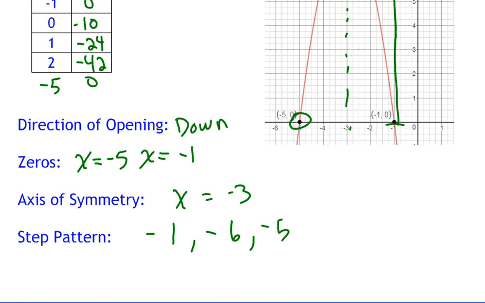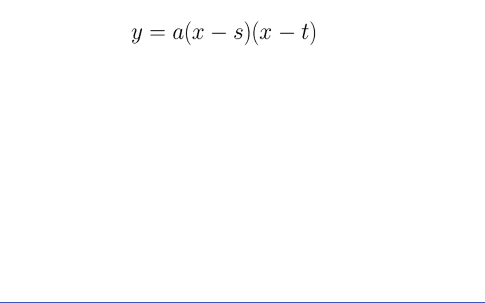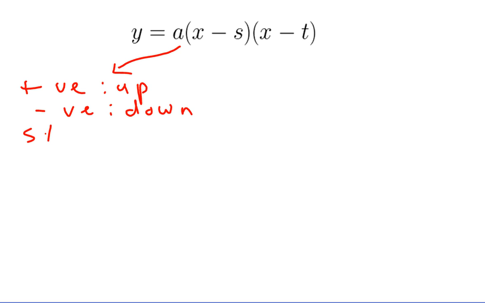It's probably worth summing that up just quickly. Here's what the general form of an equation in factored form looks like. The a value will control the, so the a value, if it's positive, maybe we'll abbreviate that positive just to make this a little bit faster. So if it's positive, we get opens up. If it's negative, the graph opens down. And then it also determines the step pattern.